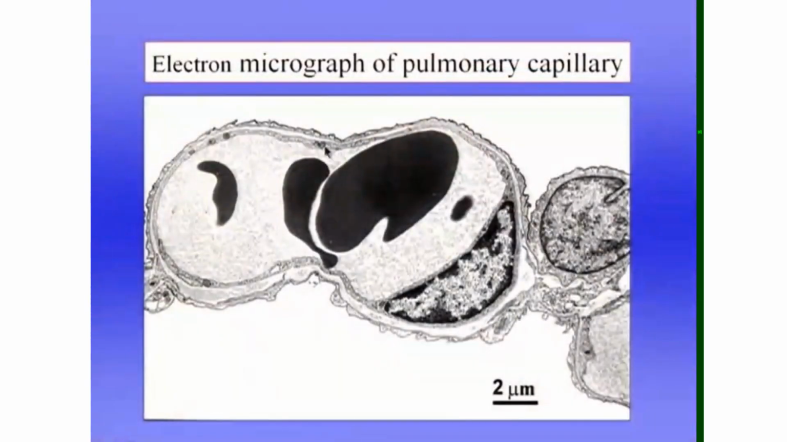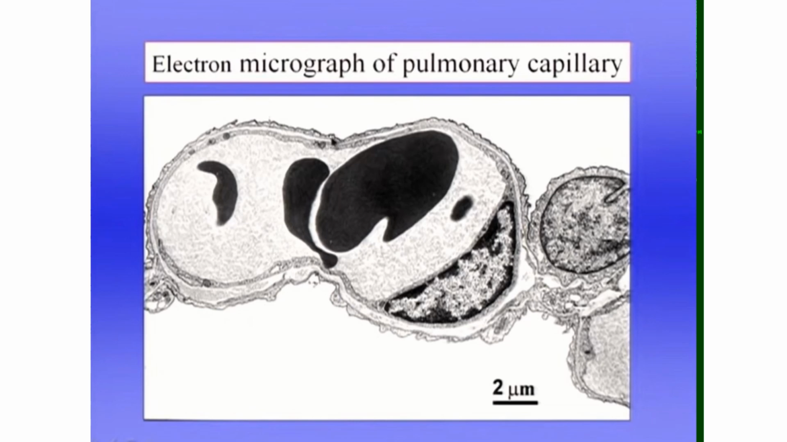Now let me go on and talk about something that initially may be rather complicated, and we'll go through it slowly, and that is that the diffusing characteristics of the lung do not depend only on the blood gas barrier itself. And we can see that by looking at this nice electron micrograph, which we've seen many times now.